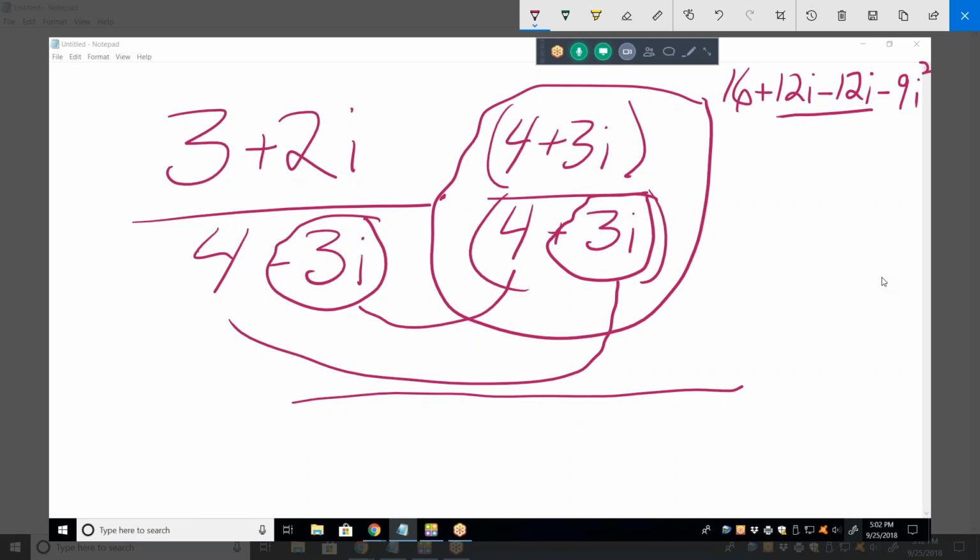Notice they do. I got a plus 12i minus 12i. Yeah. That's always going to happen. So after a while, you get good at this. You don't even need to do the outside and the inside terms. Just do the front and the last. Because these are always going to take one another out. So what is 16 minus 9i squared? That turns into a real number. No more imaginary part. How do you do it?